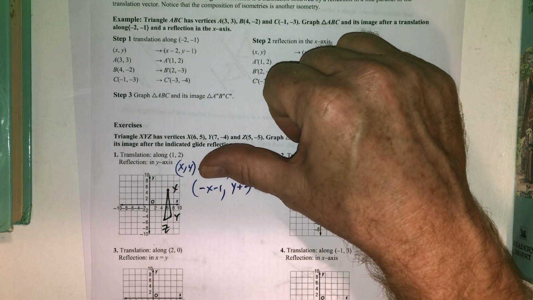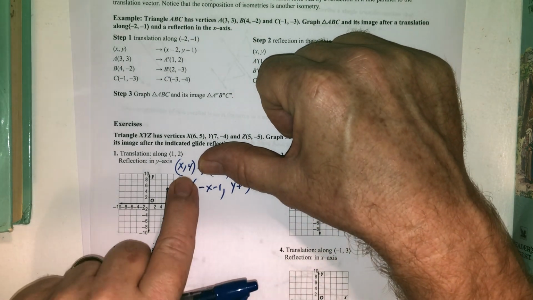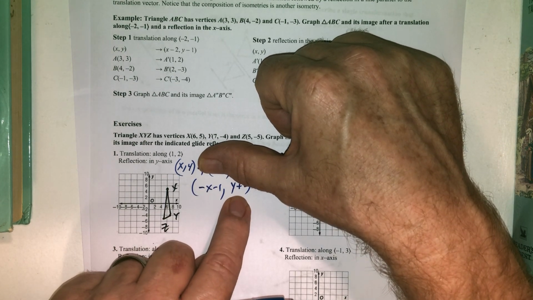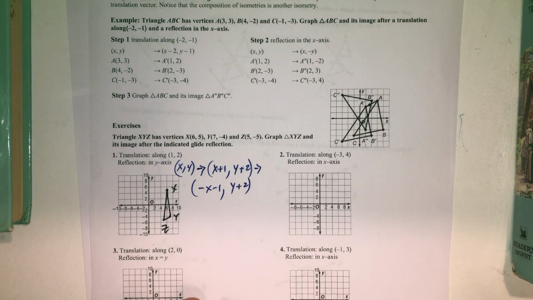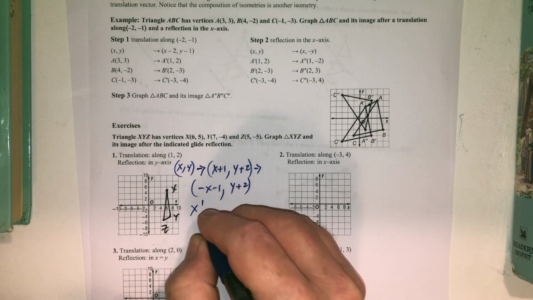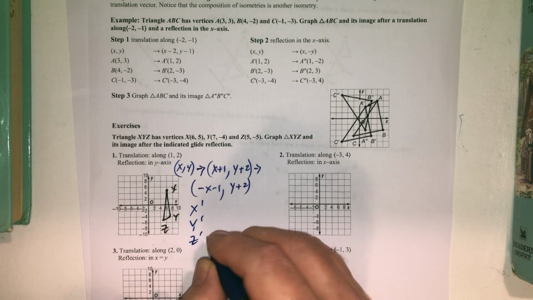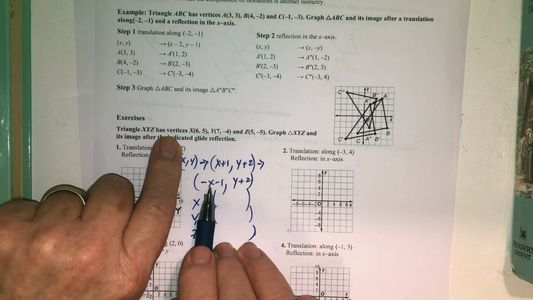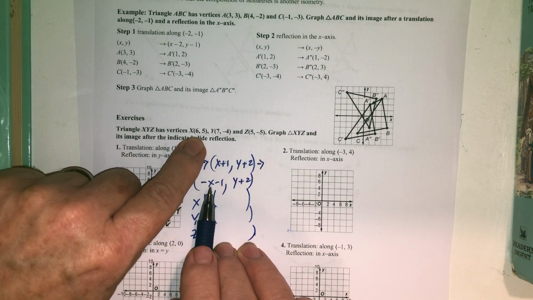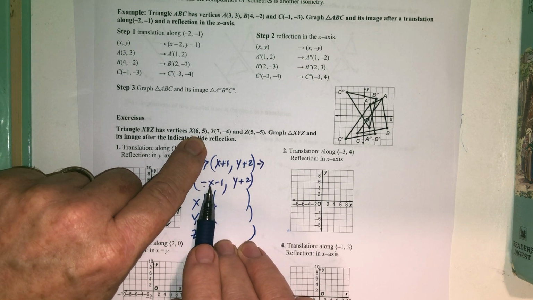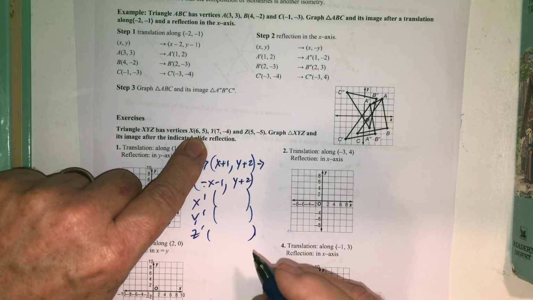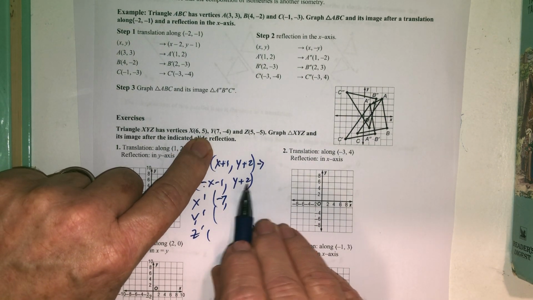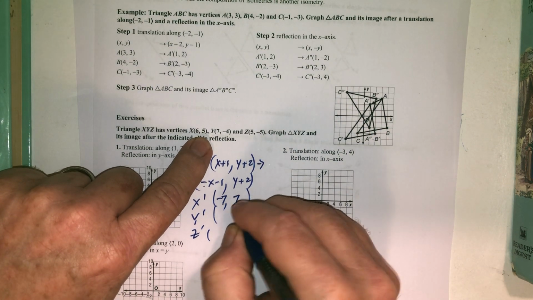In other words, for this composition of transformations, (x, y) transforms to (-x minus 1, y plus 2). Now we'll find the coordinates of X prime, Y prime, and Z prime. Let's start with X. To get the x-coordinate, we take the opposite of the x-coordinate of X, which is 6. The opposite of that is -6, and decrease that by 1. When you decrease -6 by 1, you get -7.